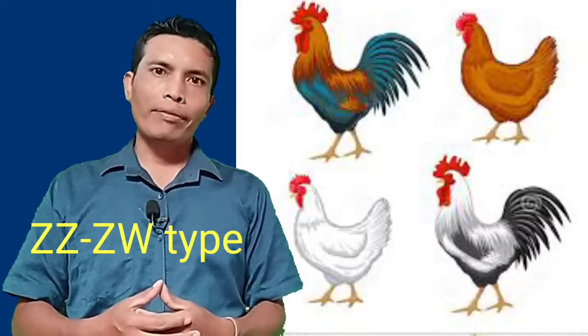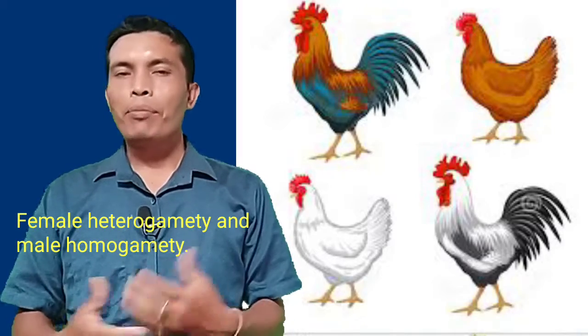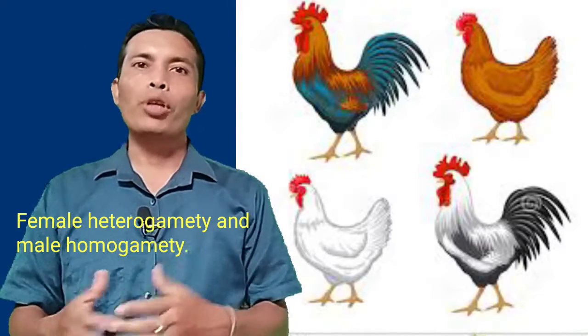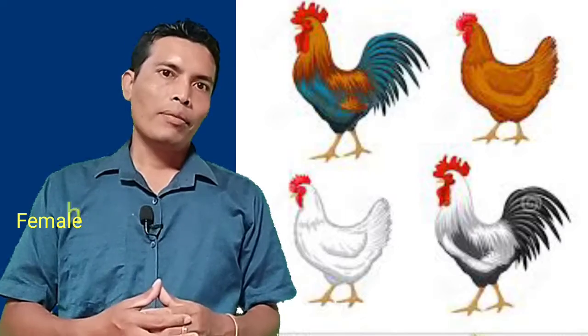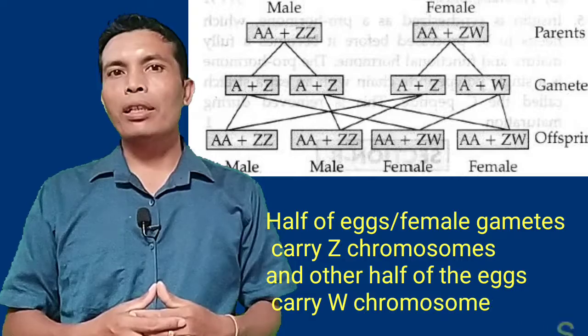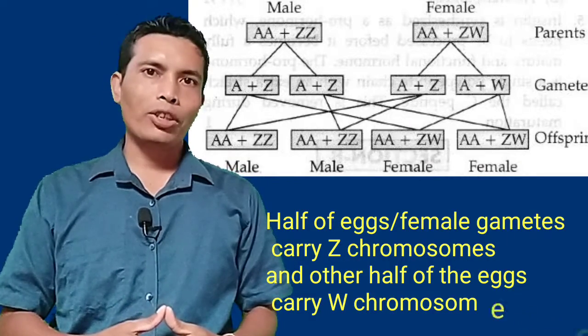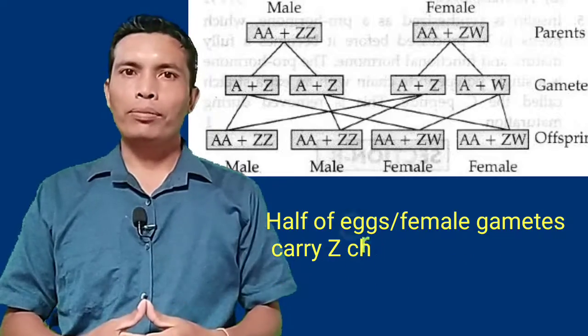Okay, third type of chromosomal sex determination is known as simply ZW type or ZZ-ZW type of sex determination. This type of sex determination is found in some birds. This type is female heterogamety, male homogamety, because female gametes produced are of two types. Half of the female gametes will carry Z chromosome, other half of the female gametes will carry W chromosome.